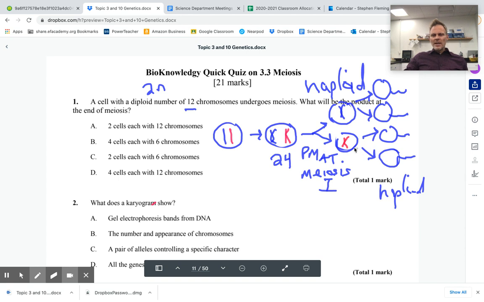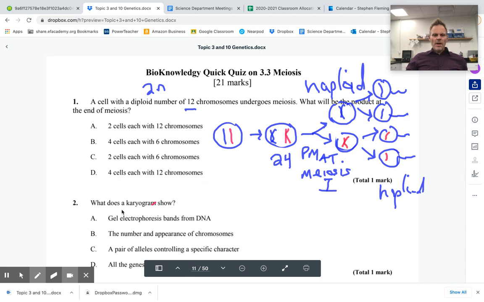And then we divide it out again. One of these reds go to this side, one of those red molecules go to the other. So you have a stick there and a stick there. And the same here, 1 blue and 1 blue. So half of the original number is how meiosis works.